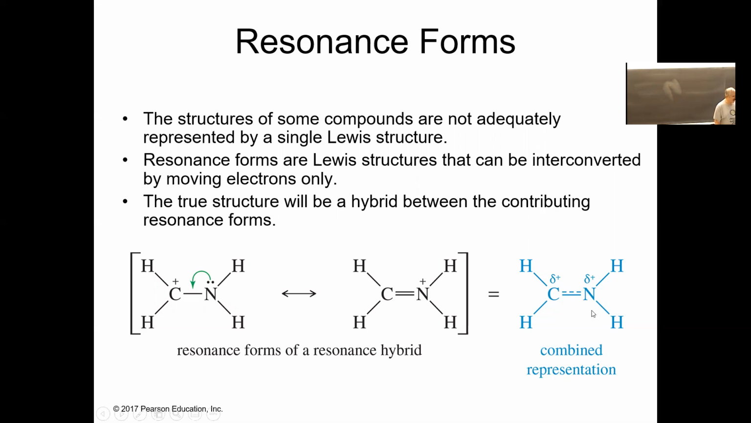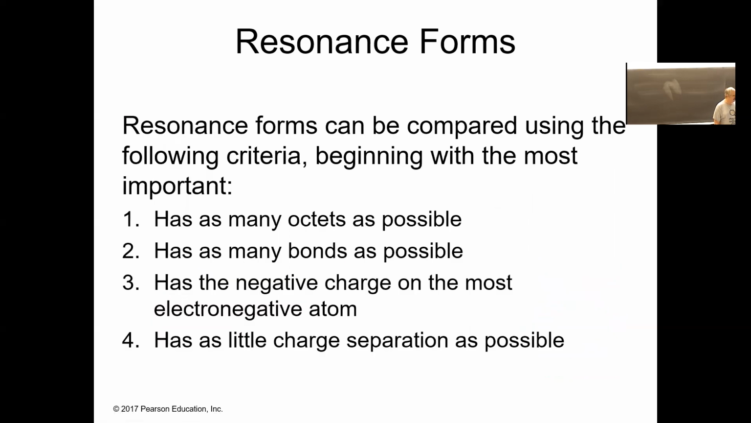So that means that this CN bond has some partial single bond and some partial double bond character. And the plus charge is delocalized on both the carbon and the nitrogen. Since these are not equivalent resonance structures, they don't contribute equivalently or the same to the overall structure.